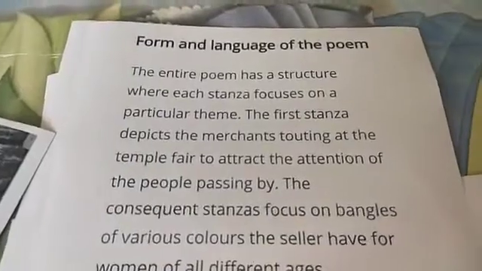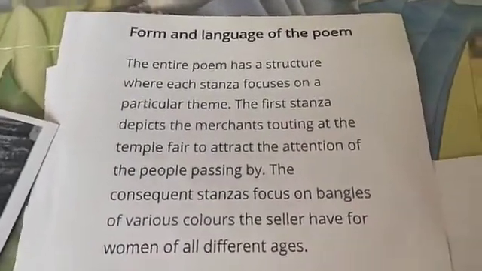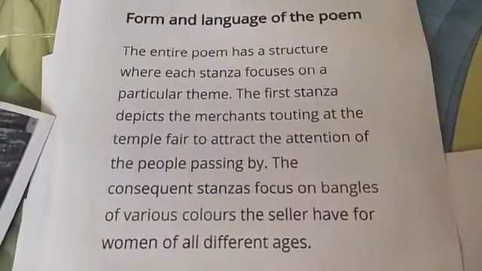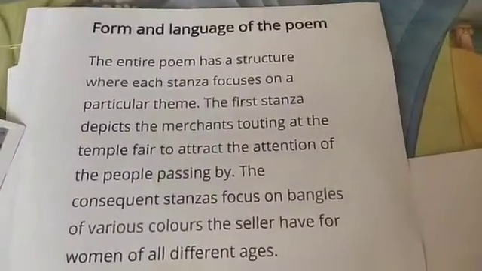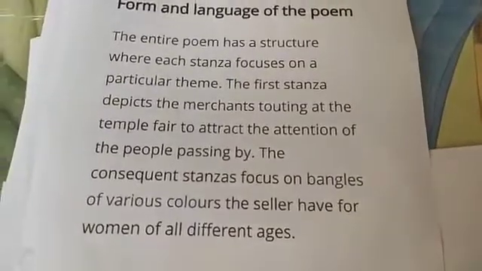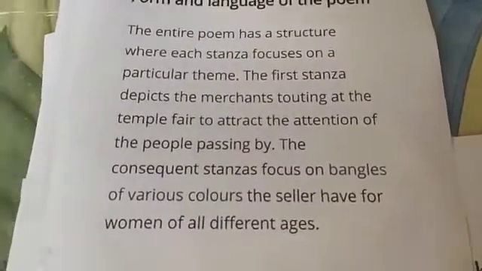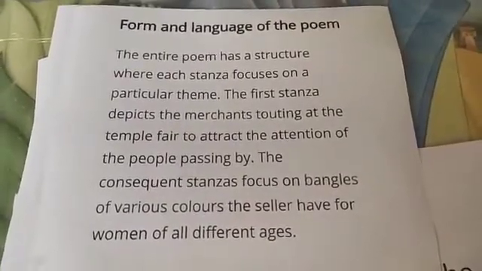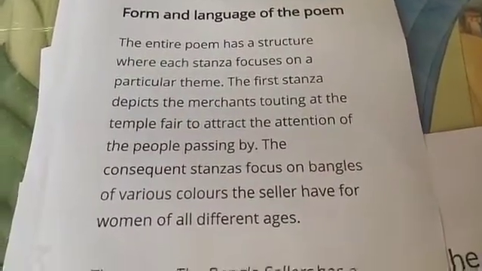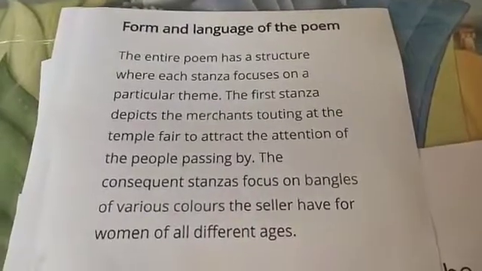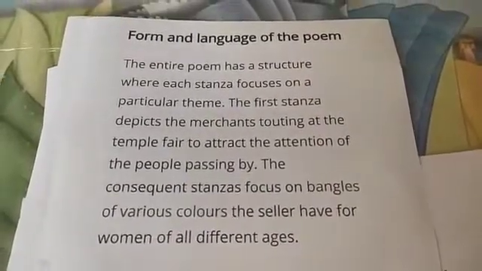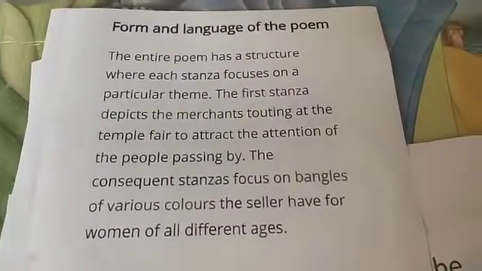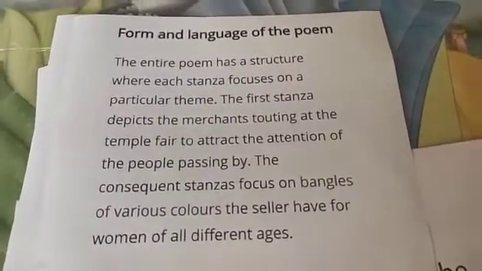Now children, form and language of the poem. The entire poem has a structure where each stanza focuses on a particular theme. The first stanza depicts the merchants touting at the temple fair to attract the attention of the people passing by. The consequent stanzas focus on bangles of various colors the sellers have for women of all different ages.